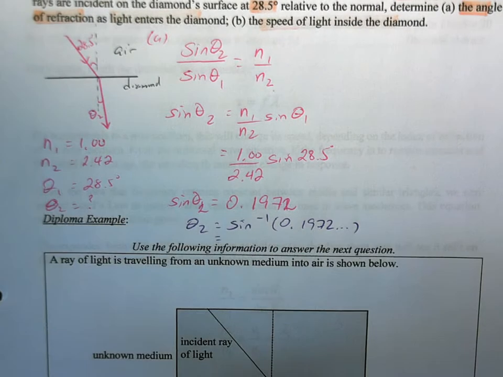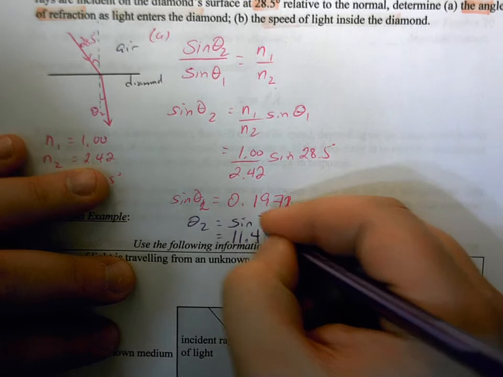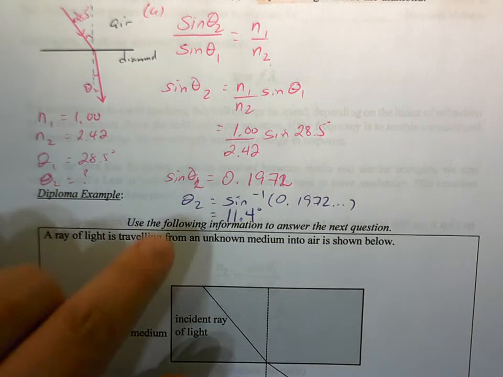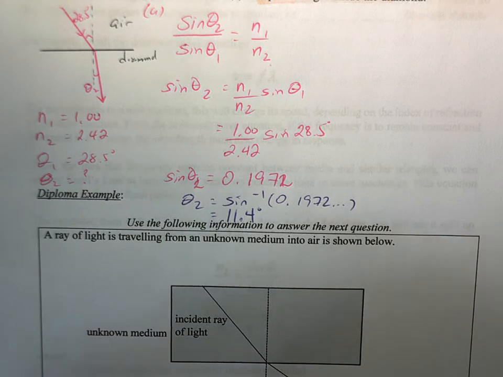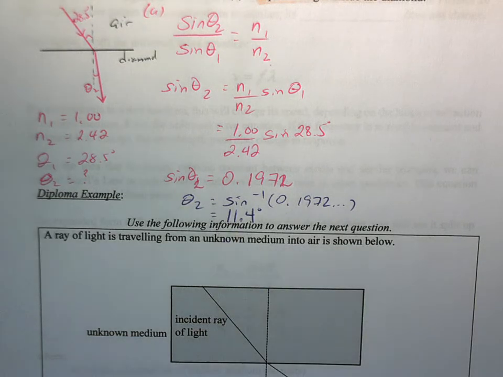So what is this going to give me now? Well, this is going to give me about 11.4 degrees. So based on the information I have here, I can say that the angle of refraction is about 11.4 degrees. So light's going to come in at 28.5 degrees relative to the normal, and then it's going to refract in the diamond with an angle of about 11.4 degrees relative to the normal.